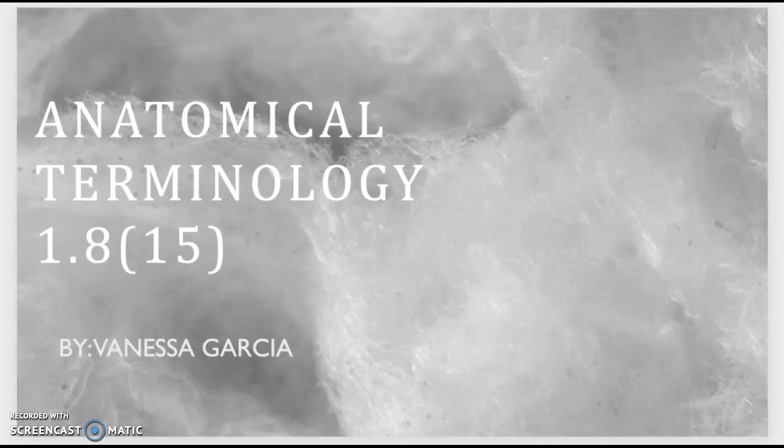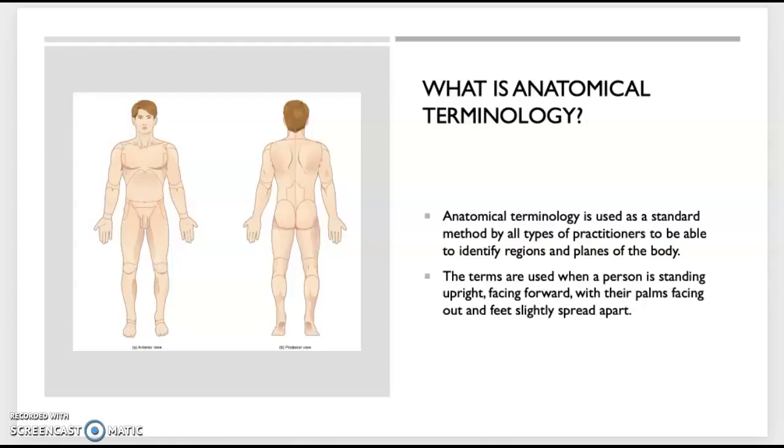Anatomical Terminology 1.8.15 by Vanessa Garcia. So what is anatomical terminology? This is terminology that is used by anatomists and all types of practitioners to identify specific areas of the body. This helps whenever someone is trying to, let's say, go to the doctor and describe some type of pain that they have. Instead of the doctor describing it as pain in the stomach or pain in the lower left abdomen, we have more specific terms to use.